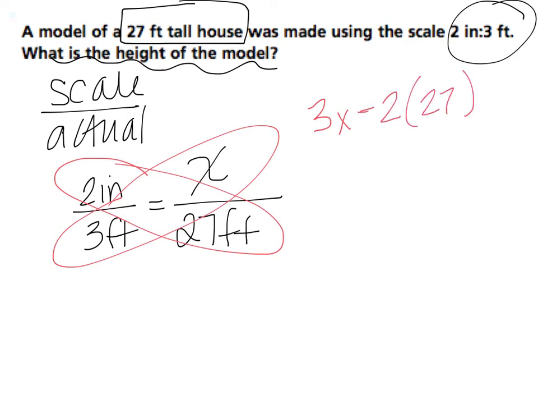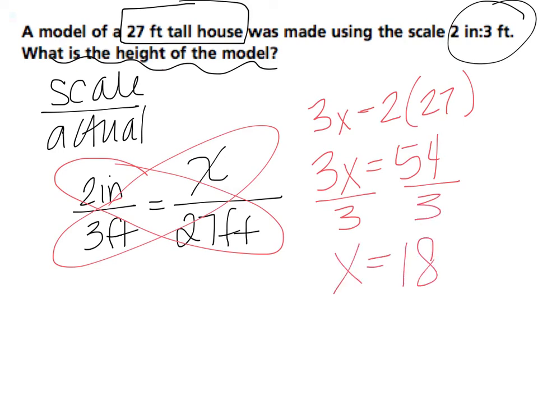So go ahead, pause the video and see if you can figure this out. What you should have done is gotten 3x equals 54, divide by 3, and x equals 18. Now if we're looking up here, what unit goes with that top? Well, inches. So 18 inches represents 27 feet in the model.